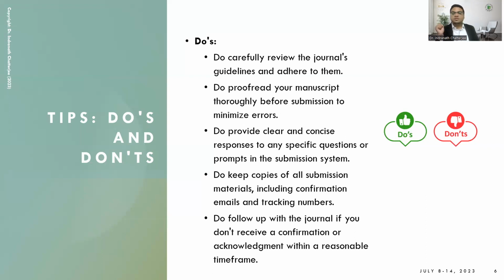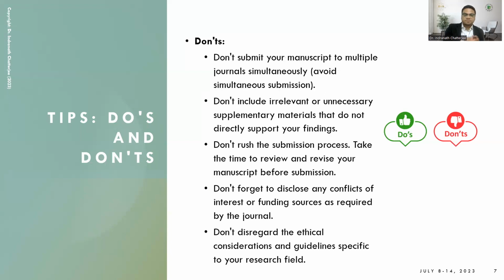Do follow up with the journal if you don't receive a confirmation or acknowledgement within a reasonable time frame. Because if you submit a paper with a journal, it is very likely that you get an immediate, automatic mail from that journal that you have submitted the paper. That's actually the acknowledgement mail. So you have to keep track of it. If you do not get that mail instantly, you have to follow up with the journal and ask what's wrong with the submission process.